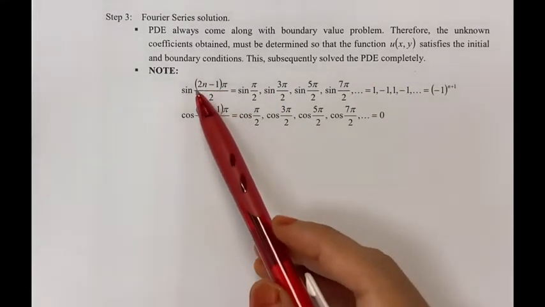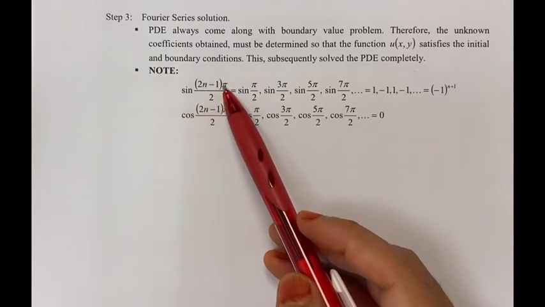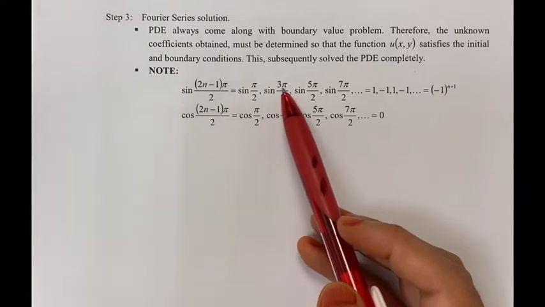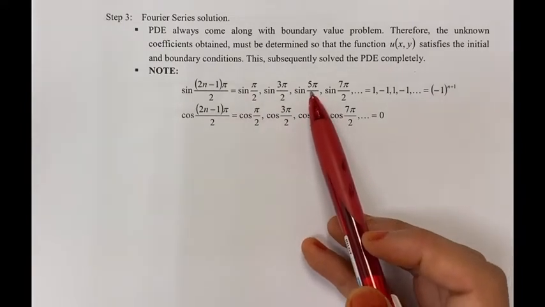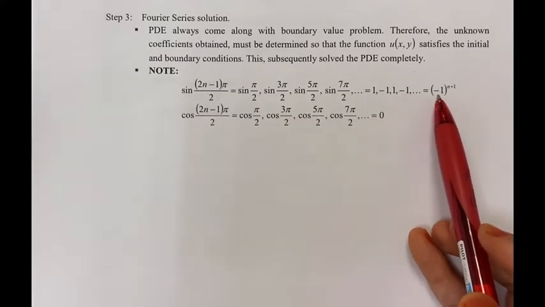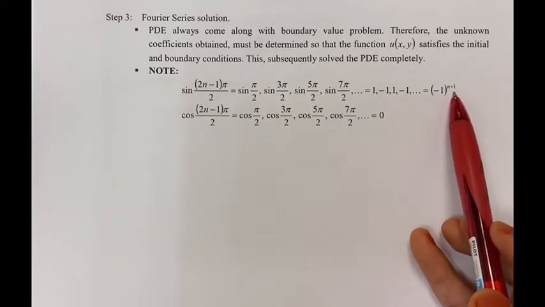If you come across sine of (2n minus 1) pi over 2, it is either sine pi over 2, sine 3 pi over 2, or sine 5 pi over 2, and so on. It is equal to (-1) to the power of n plus 1.